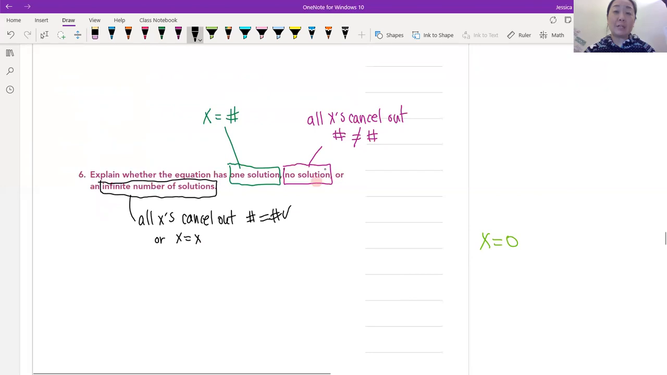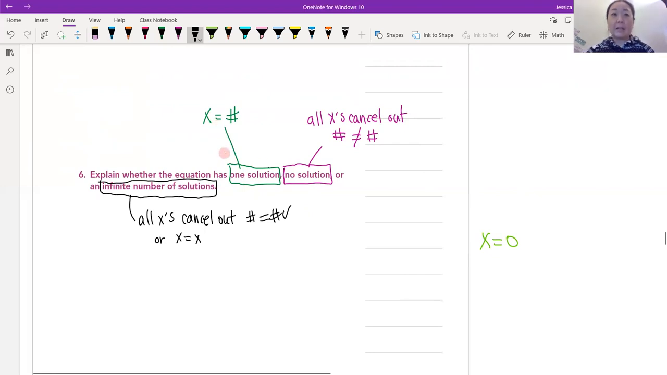The only time you would say no solution is, again, if all the x's cancel out, but in this case the two numbers that we have don't equal each other. That's a false statement, right? That's when we would say no solution. And for the one solution, you don't have to state that it's one solution. You just state what the solution is, which is x equals whatever the number is.